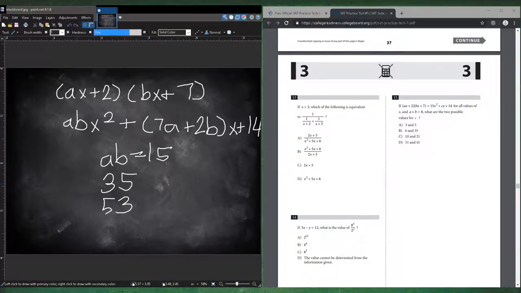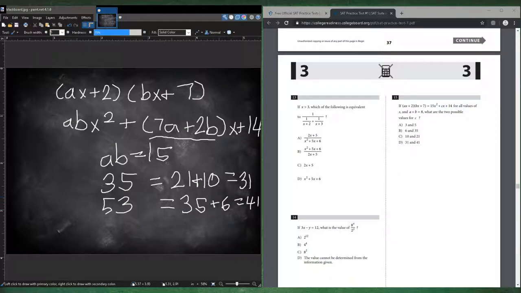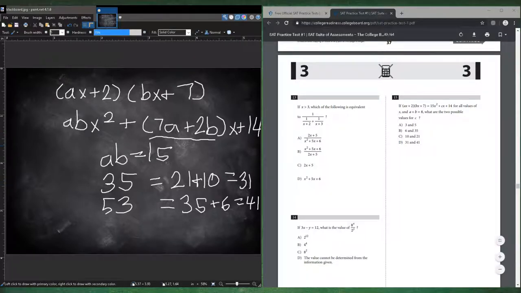c is equal to 7a plus 2b, so we have to plug in those variables. If a is equal to 3 and b is equal to 5, then this would be 21 plus 10, which is 31. Or when a is equal to 5 and b is equal to 3, then it would be 35 plus 6, which is equal to 41. So the two answers are 31 or 41. So the answer is D.